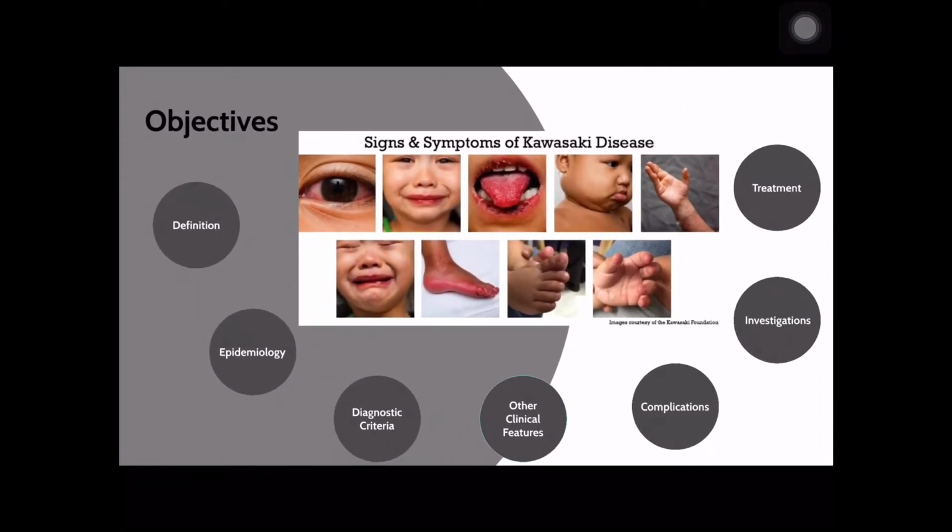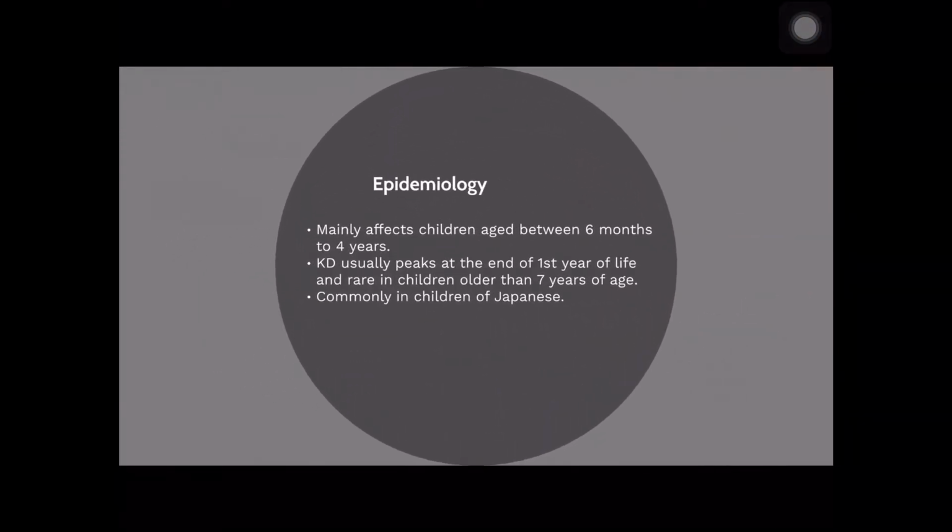Next, I'll be moving on to epidemiology. It mainly affects children of 6 months to 4 years old with a peak at the end of the first year. The disease is more common in children of Japanese and, to a lesser extent, Afro-Caribbean ethnicity than in Caucasians. Young infants tend to be more severely affected than elder children and more likely to have incomplete cases, in which not all the cardinal features are present.